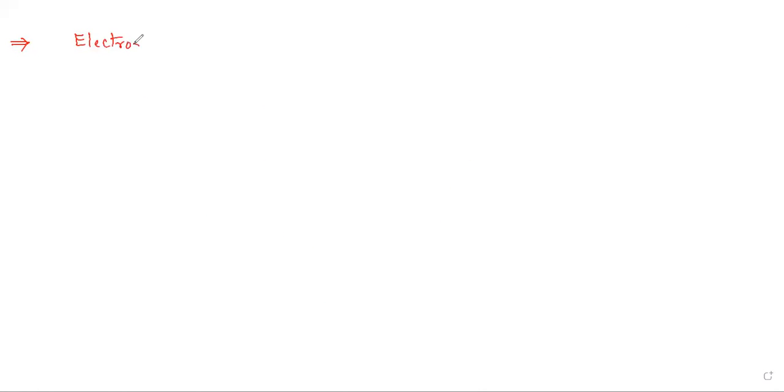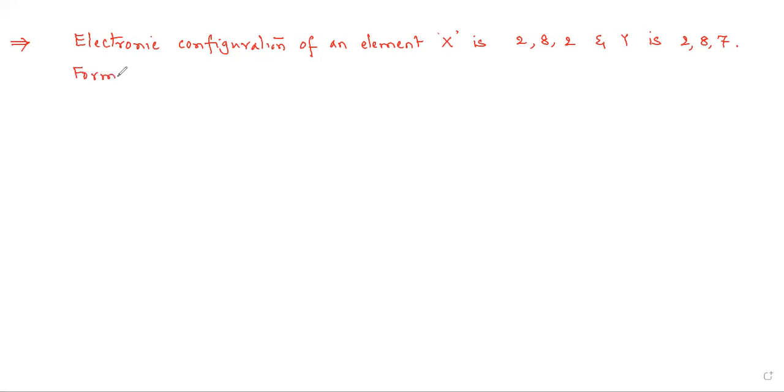Electronic configuration of an element X is 2, 8, 2. They have given K, L, M, N type of electronic configurations. Of course, we are familiar with that. And Y is 2, 8, 7. Formula of their compound is... Okay.